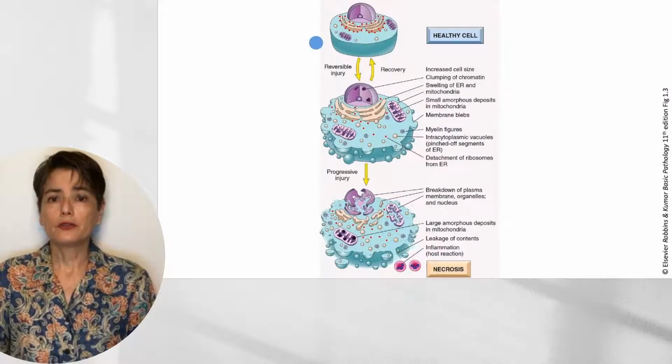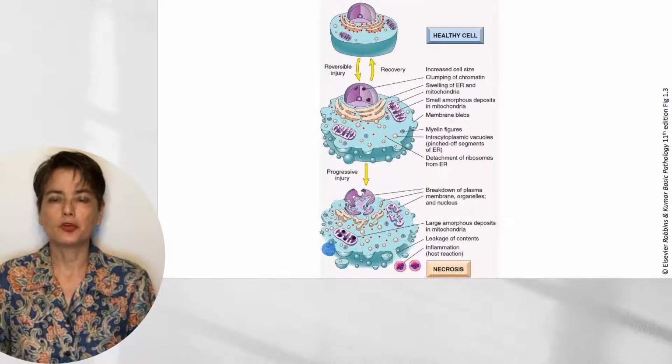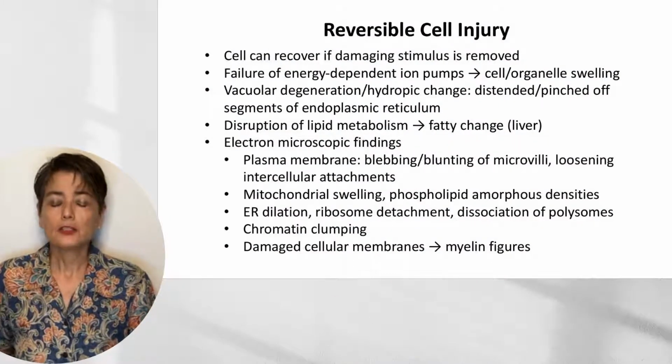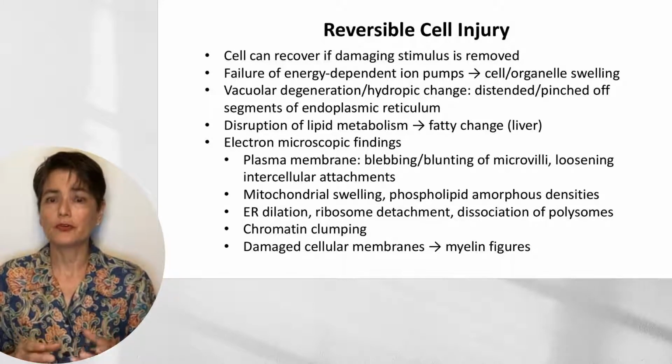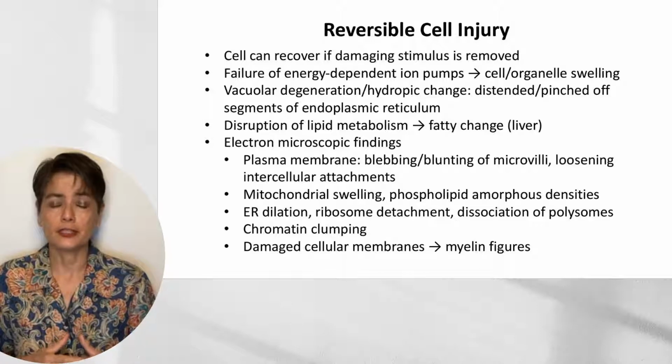All right, I'm going to go through this figure in greater detail. I just wanted to show you the whole image. This comes from Robbins and Kumar Basic Pathology 11th edition. So we'll be working through the healthy cell, the injured cell, and then on to necrosis. So let's talk about reversible cell injury. As I mentioned, that cell's going to recover if you remove that damaging stimulus. So that's the definition of reversible cell injury.